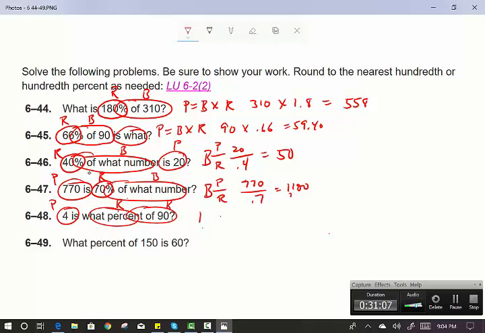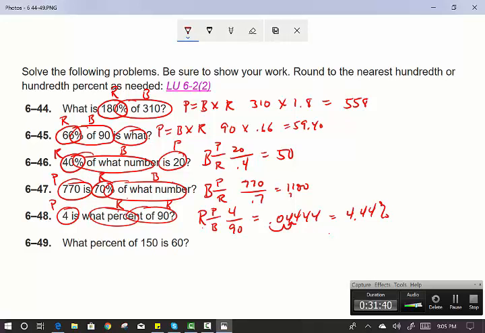So we're solving for the rate, which is equal to part divided by base. The part is 4 and the base is 90. So 4 divided by 90 is going to equal a decimal value of 0.04444 and so on. Just move the decimal point 2 places to the right to establish the decimal as a percent and make that 4.44%.